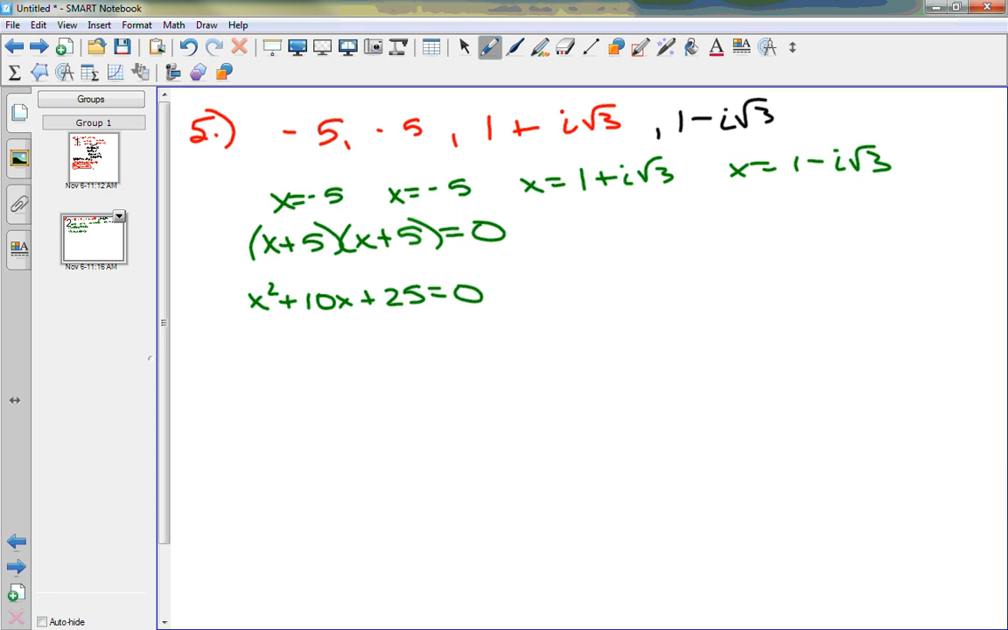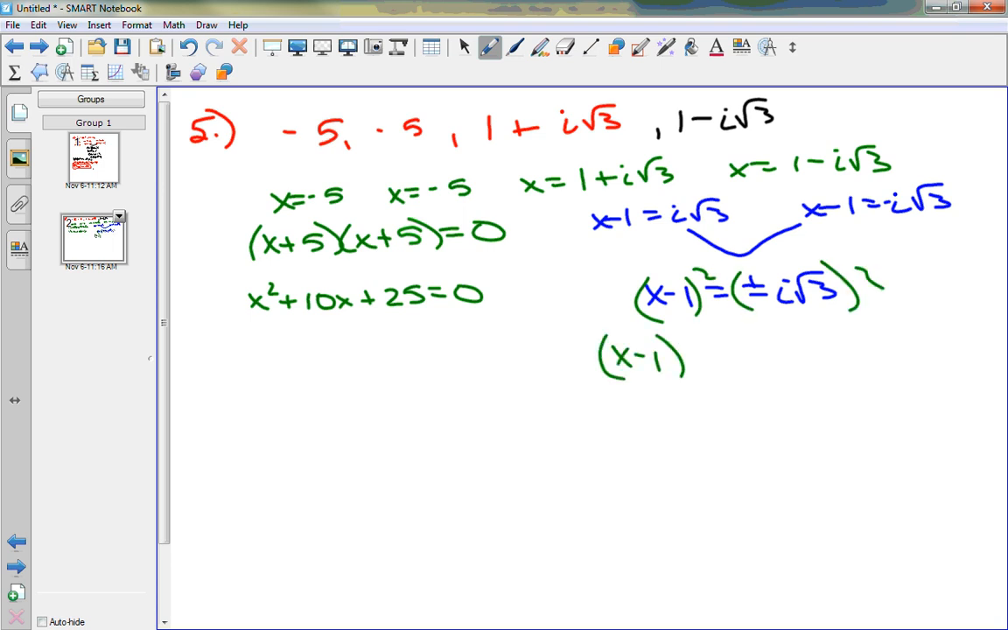Now, imaginary ones. I have x minus 1 is equal to i square root of 3, and I have x minus 1 is equal to -i square root of 3. So if I marry those two together, I have x minus 1 is equal to plus or minus i square root of 3. So what do I do? Square them both sides.